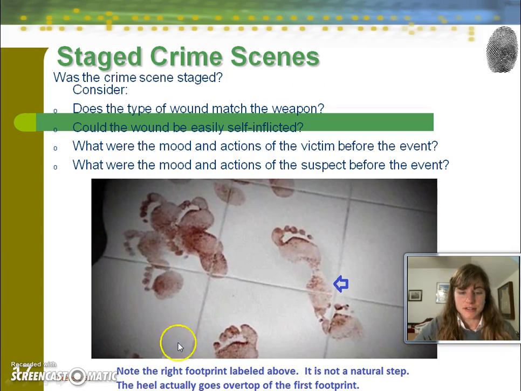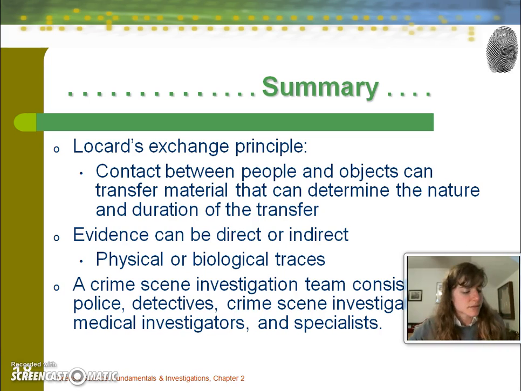I think this is an interesting example. Obviously you have the footprints and blood here, and the investigator noticed that the heel of this print, which would be assumed to be the subsequent step after having stood here, isn't a natural step because it overlaps with the toe of the former print. So you see how paying attention to detail can be the difference maker here. Alright, take a look at the summary for this chapter, and thanks for tuning in.